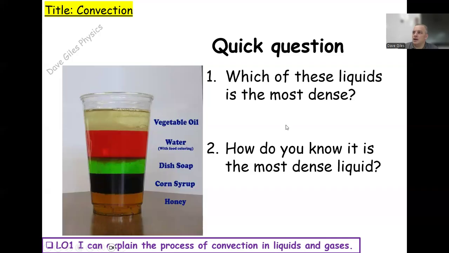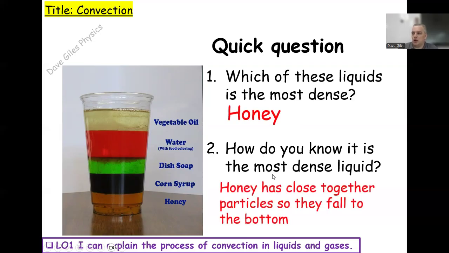You can demonstrate it here. So which of these is the most dense? It's the one at the bottom, so it's honey. How do we know? I'll just answer that. Honey has close together particles, so they fall to the bottom. So that's some of the keywords we're going to be using in today's lesson.